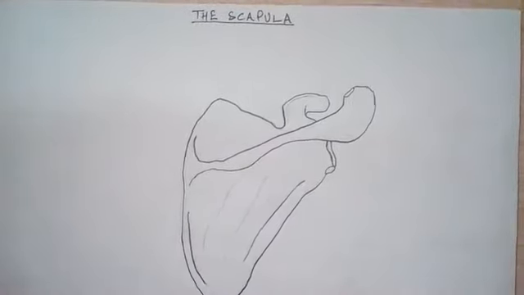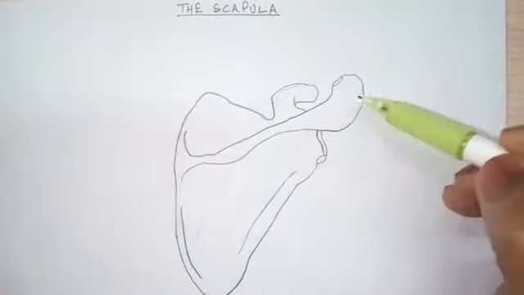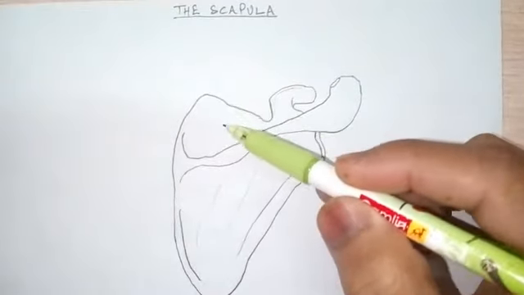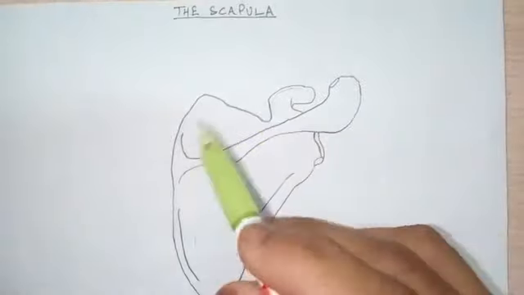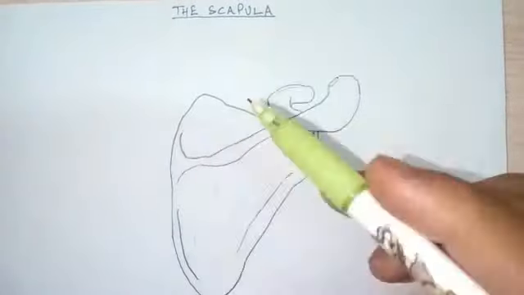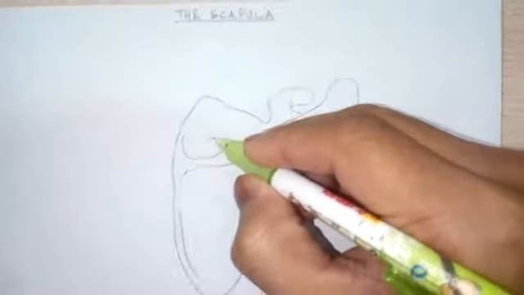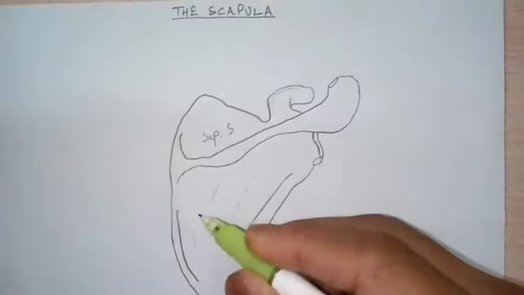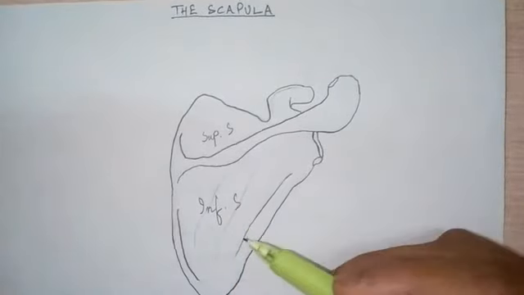The superior part divided by the spine of the scapula, this is the superior one, that is why it is called the supraspinatus, meaning the superior part of the spine. So let me write, this is the supraspinatus. And here this is the infraspinatus.